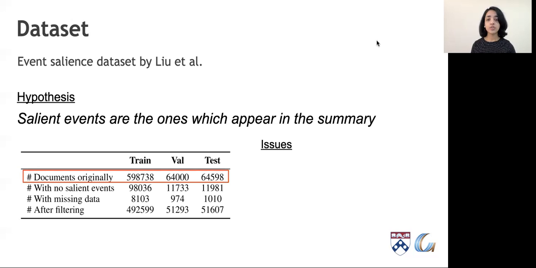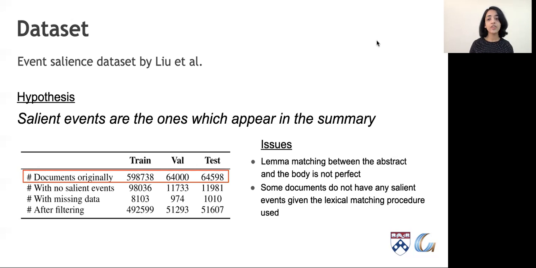But there are a bunch of issues with this dataset. First, the lemma matching between the abstract and the body is not perfect. Second, given the lexical matching procedure used for salient events, some documents do not have any salient events, so we filter such documents. And finally, we filter the instances with some other missing details and work with the cleaner 80% of the original dataset.